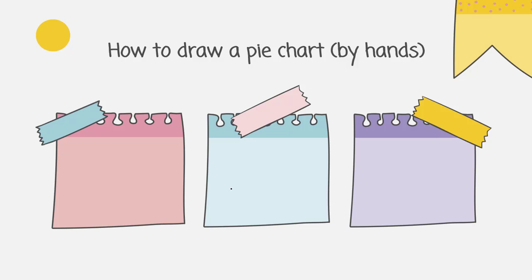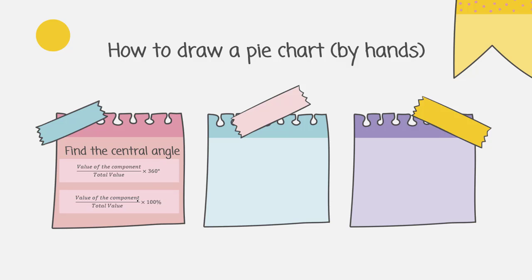But how do we draw a pie chart by hand? These are all the steps. First, we have to find the central angle. If you want to represent it as an angle, this is the formula. And also, if you don't want to represent it as an angle, you can represent it as a percent. And this is the formula. You just need to multiply by 100%.